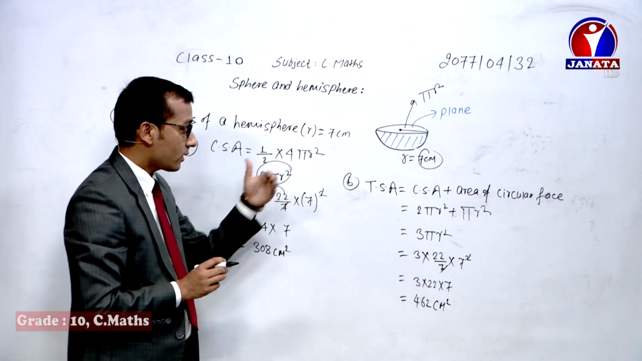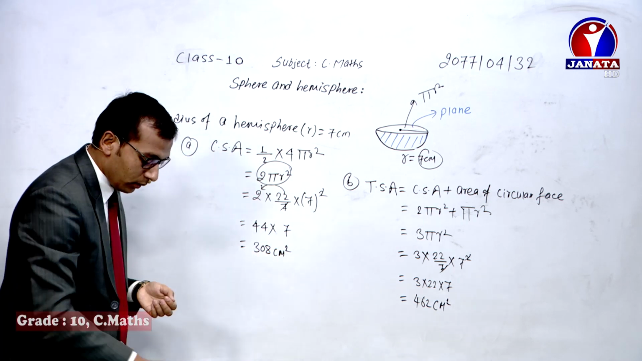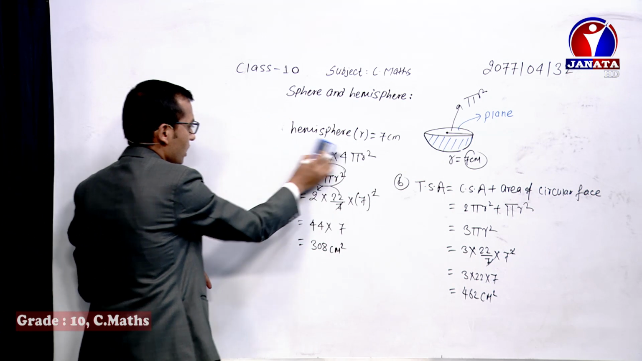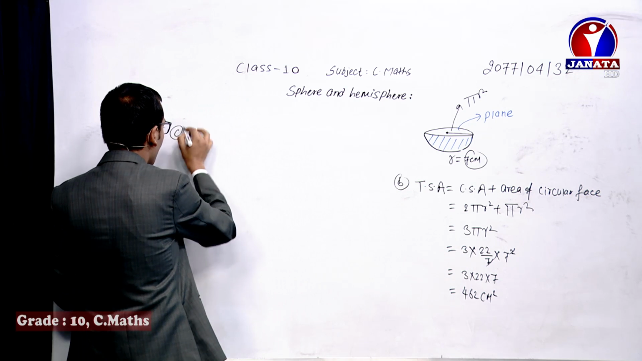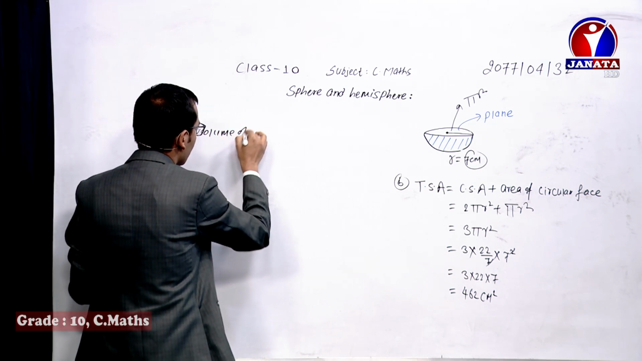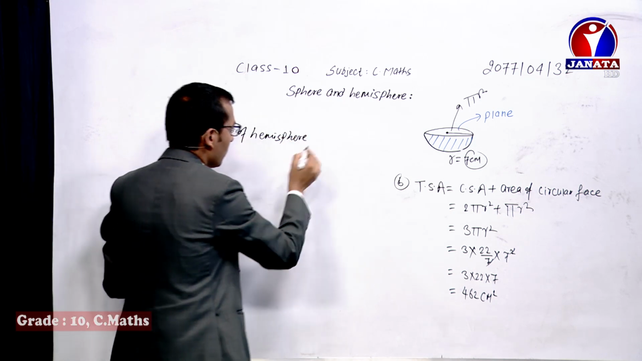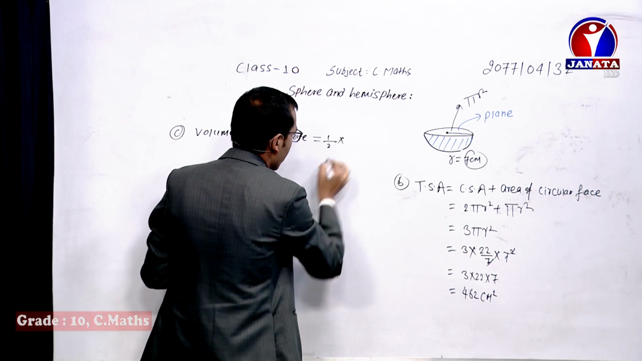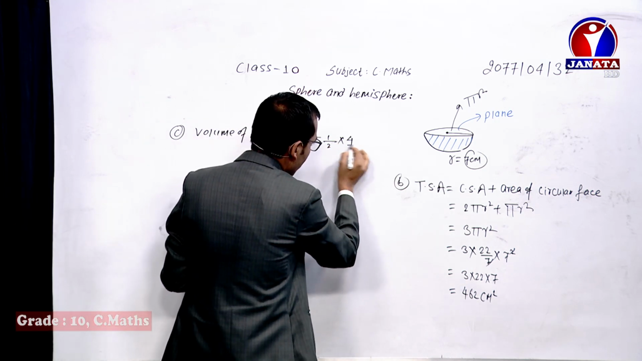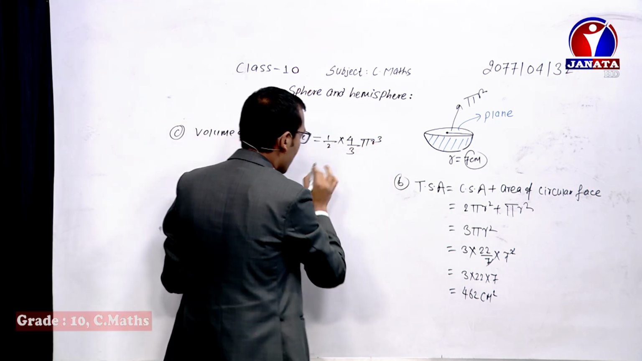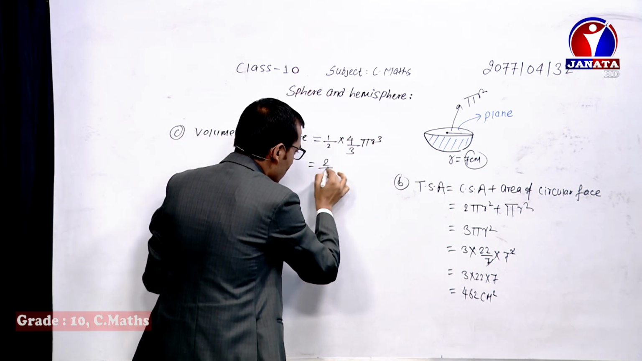Now the next term we are calculating here is the volume. To find the volume of this hemisphere, simply, the volume of a hemisphere is 1/2 of the volume of a sphere. So what is the volume of a sphere? 4 over 3 pi r cube. So 1/2 of 4 over 3 pi r cube is 2 over 3 pi r cube.